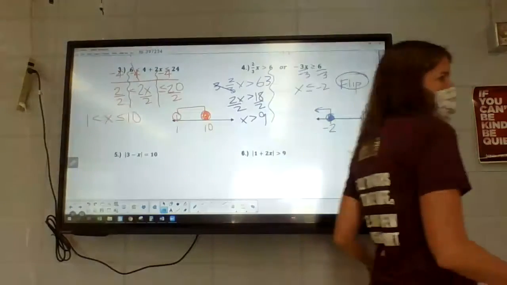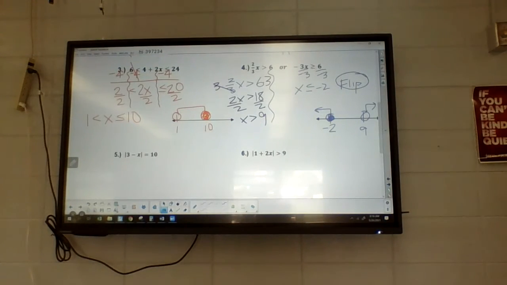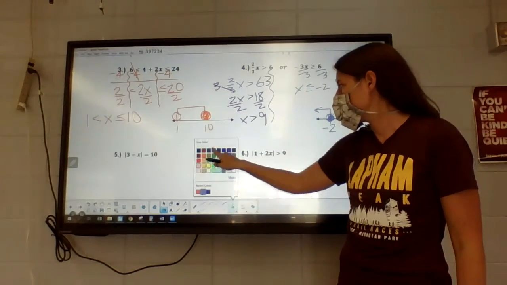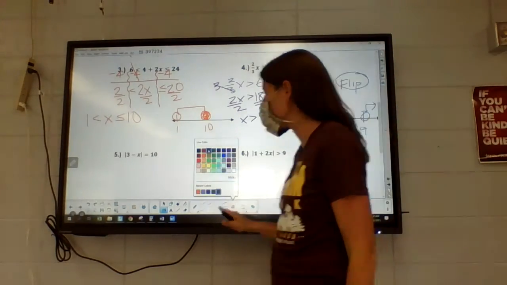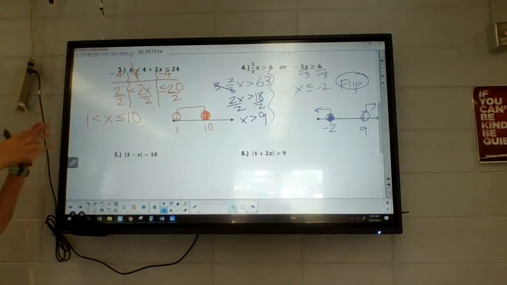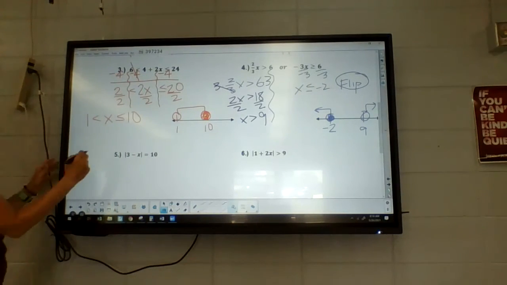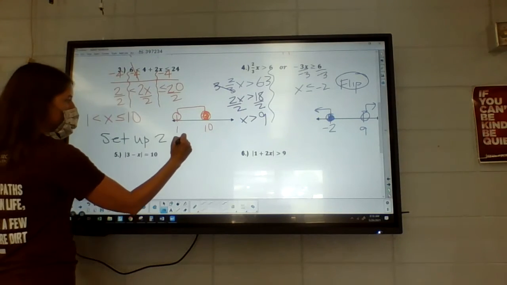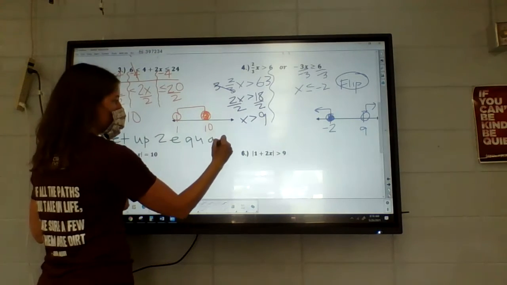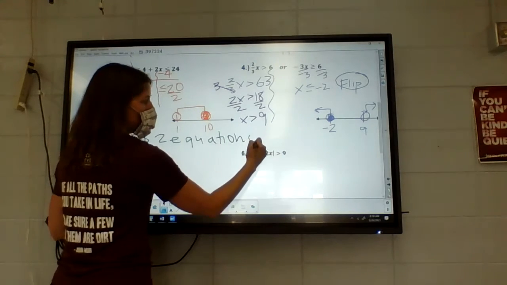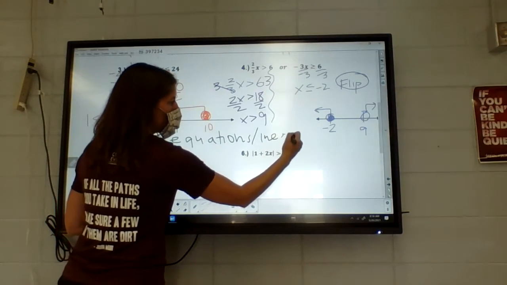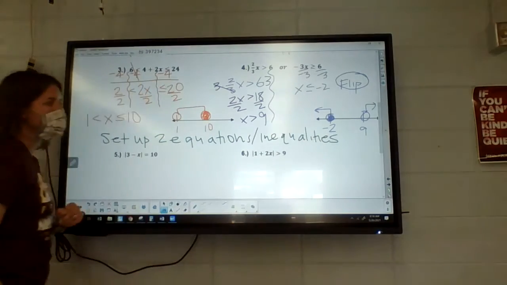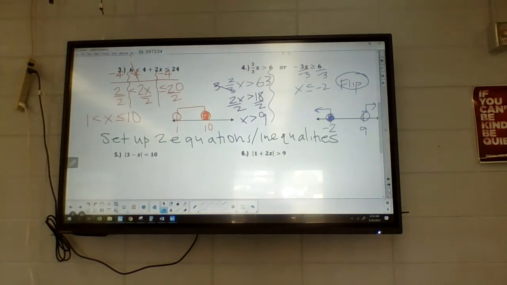Now, absolute value was probably a little bit trickier. Or was a little bit trickier, it wasn't probably. Remember with absolute value, we had to include both solutions. So we had to set up a positive version and a negative version. So we set up two equations / inequalities.